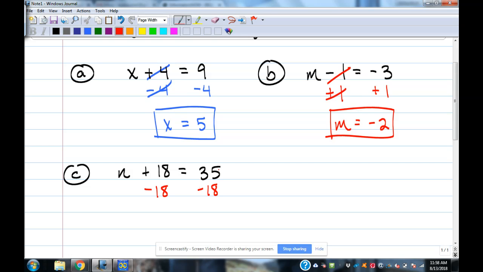Happens on both sides of the equal sign. These 18s cancel each other out. Leaves just N. That's a letter N, yeah. And then what's 35 minus 18? 17? Positive or negative? Positive 17. Okay.